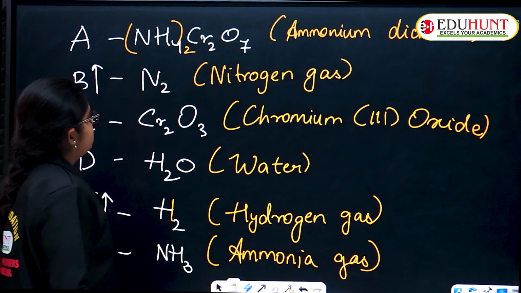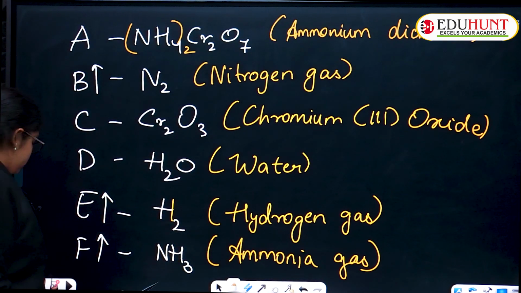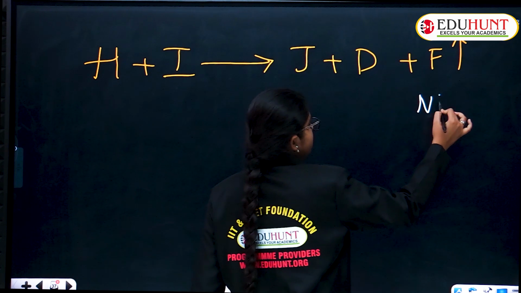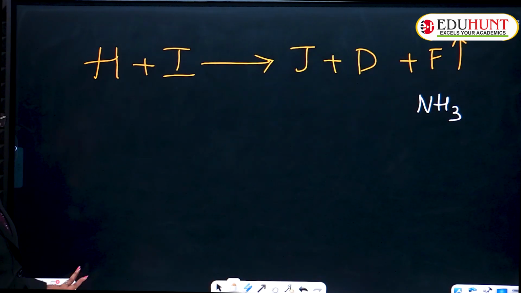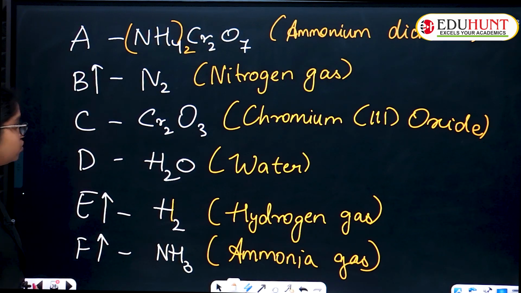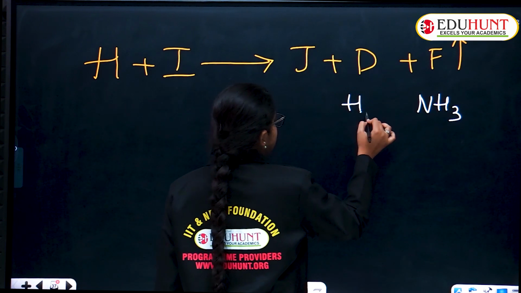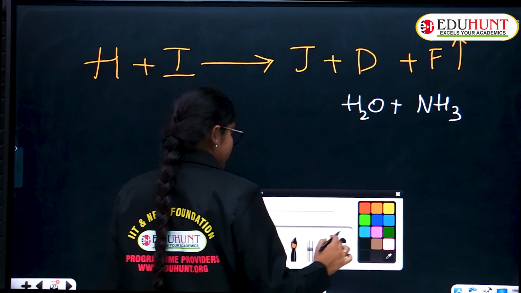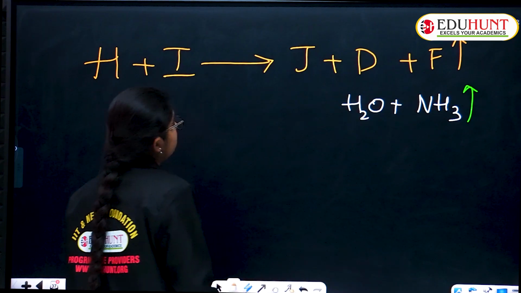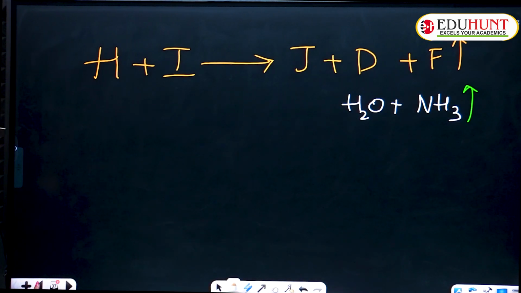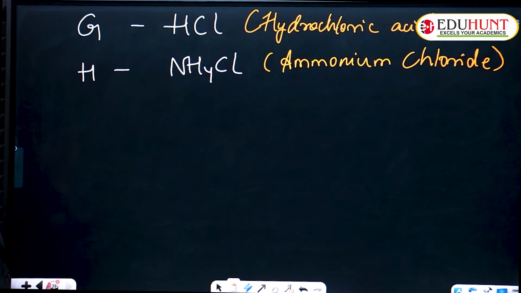We got F as NH3, and next D as H2O. Very good. D as H2O. NH3 is gaseous now, upward arrow mark. And what else did we get? Did we get G? G is not given here. Okay. Did we get H? Yes, H is NH4Cl, no?